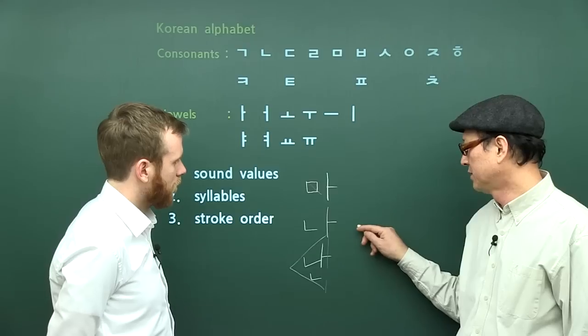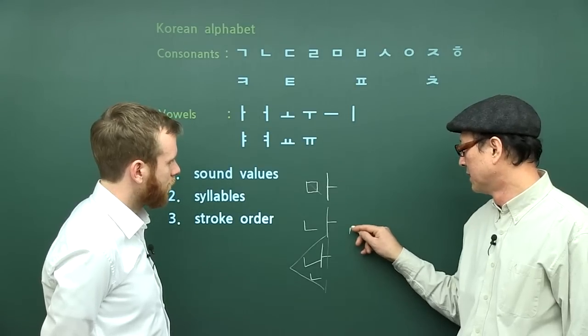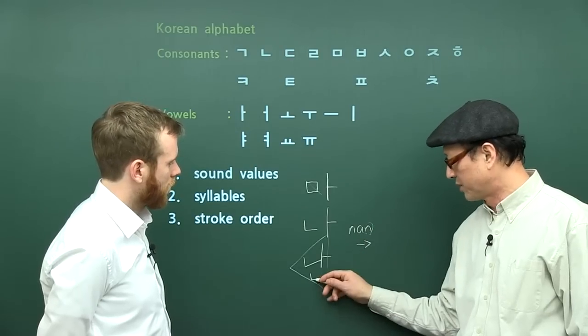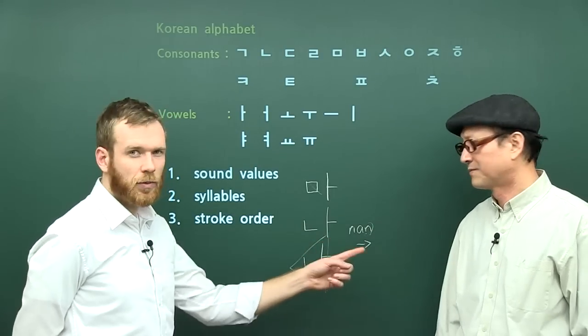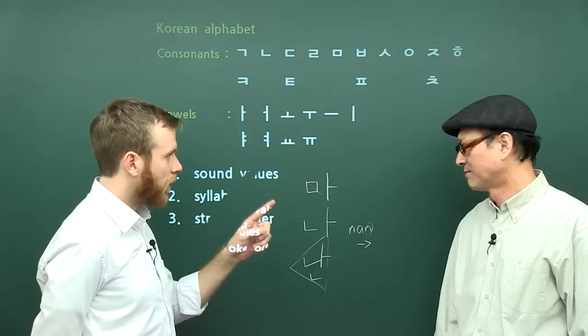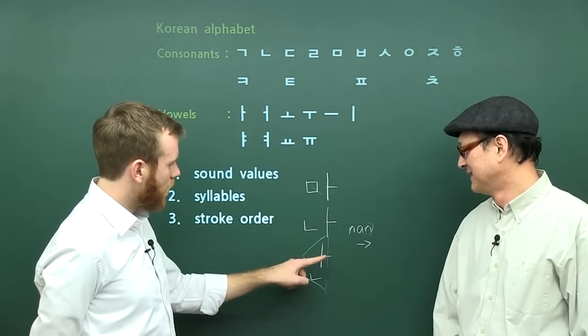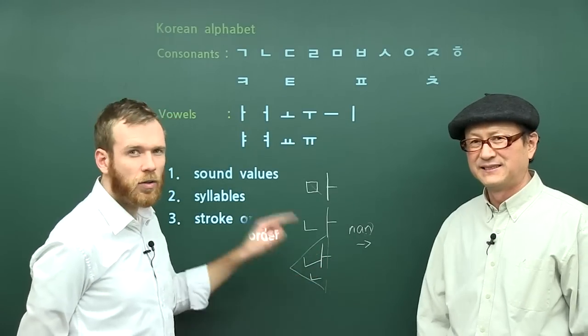In English, it goes this way, but in Korean, it goes here. English is always left to right. In Korean, left to right and top to bottom. So here we have consonant, vowel. The next consonant goes under the vowel.